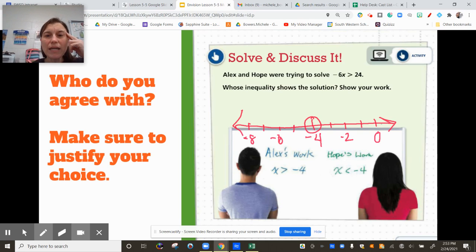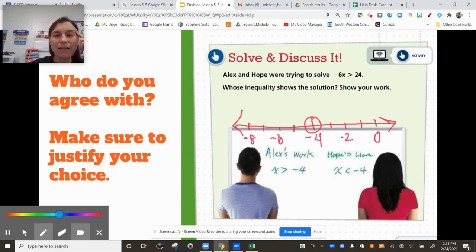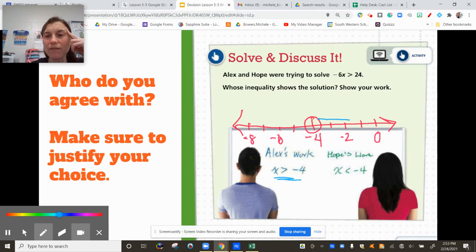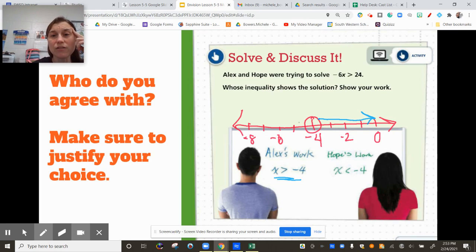So if Alex's work is correct, let me put that in blue. If Alex is correct, then the numbers that are greater than -4 would be over here. Then this would be the way we would graph it. This would be the solution. If Hope is correct, then all the things that are less than -4, going in this direction, would be the solution. That's why I put it in green.